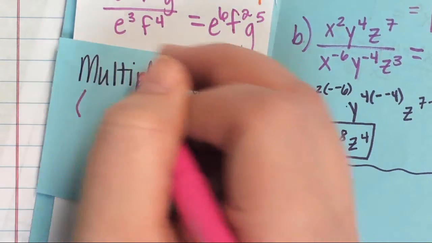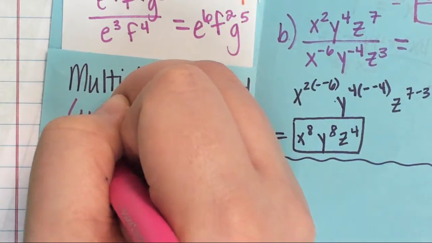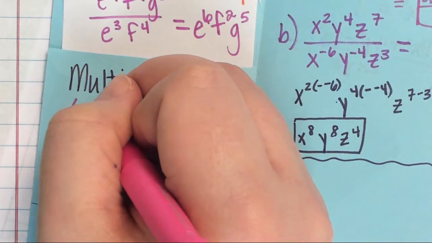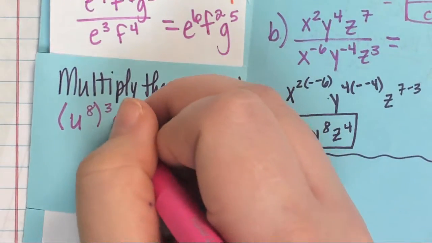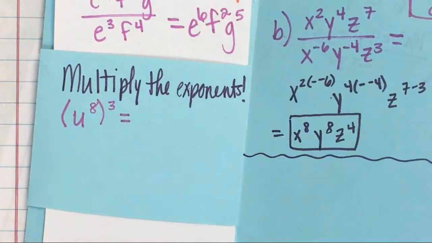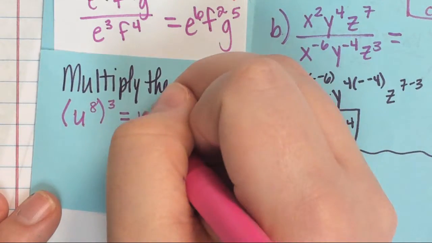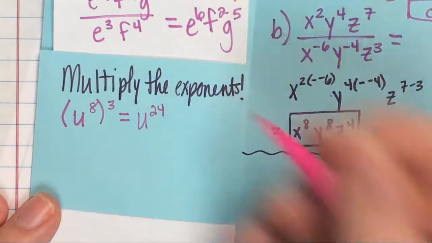U, Hannah has a U on her sweatshirt. U to the 8th raised to the 3rd, what would I get? U to the 24. Thank you.